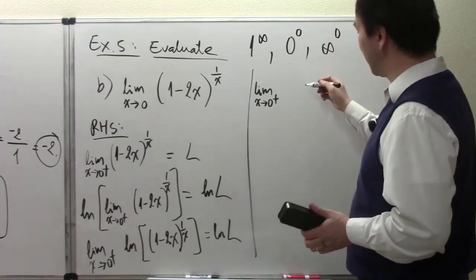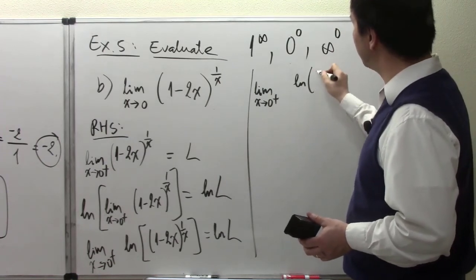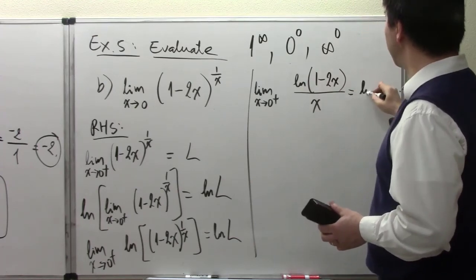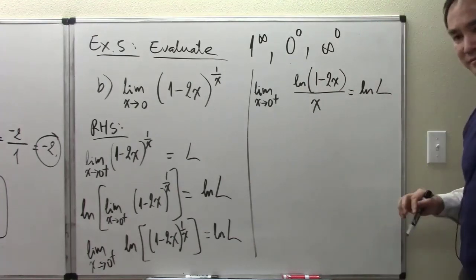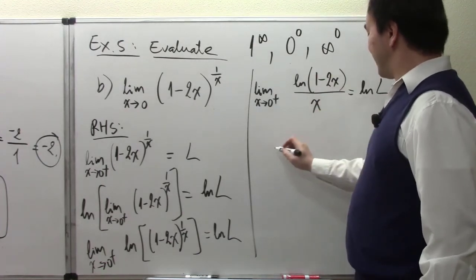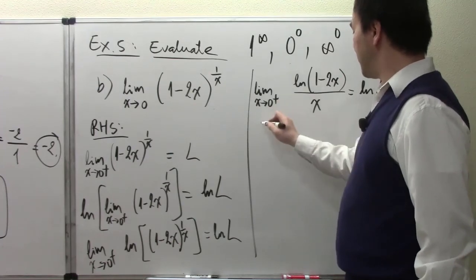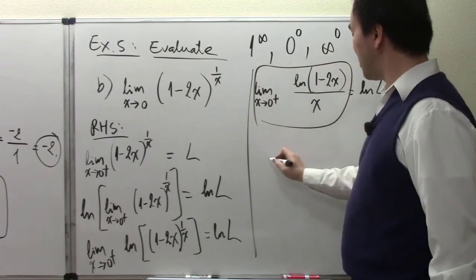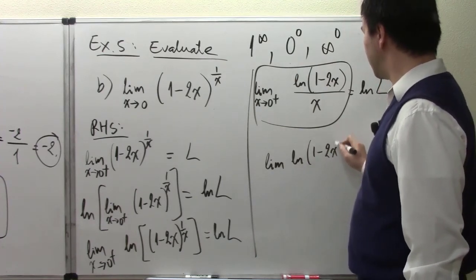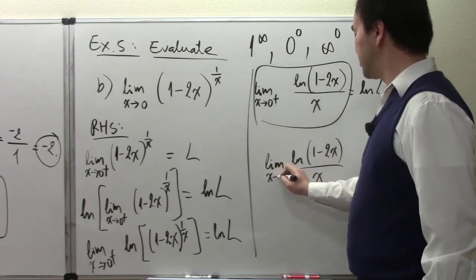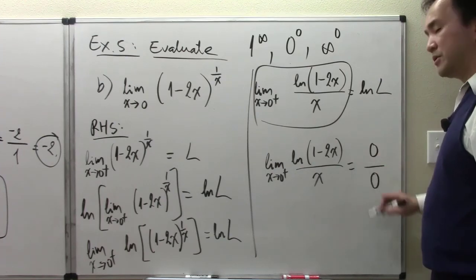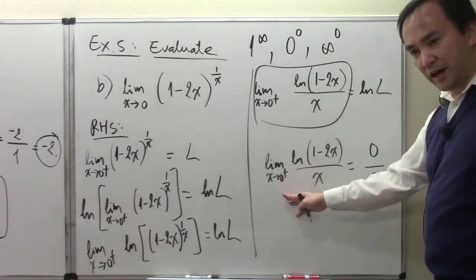So this expression, let me pick up the pace a little bit. Natural log of (1 minus 2x) over x equals natural log of L. If we consider the limits individually, pay attention to this part right here: natural log of 1 minus 2x over x. As x goes to 0 from the right hand side, this is another 0 over 0 indeterminate form, where we can now apply L'Hopital's rule.